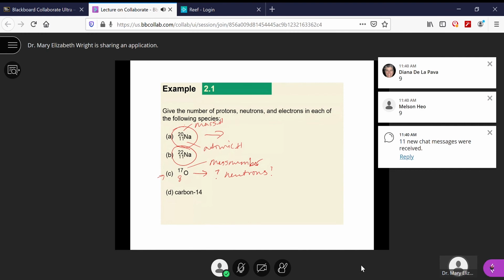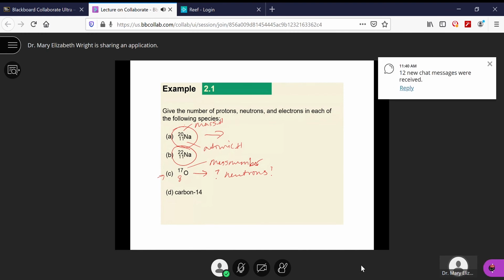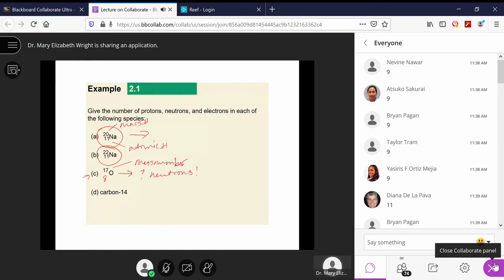Nine. 17 minus 8 is 9. How many electrons? 8. How many, well, you know, we did protons already. What about this way of writing?